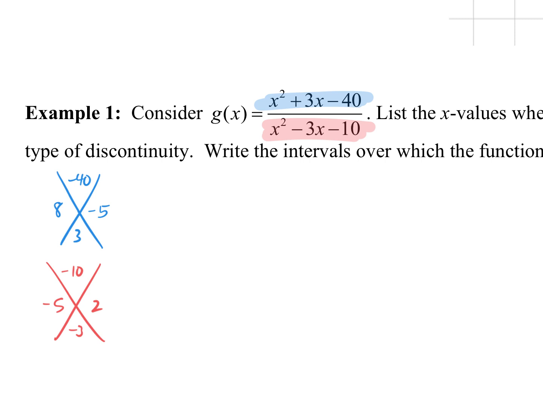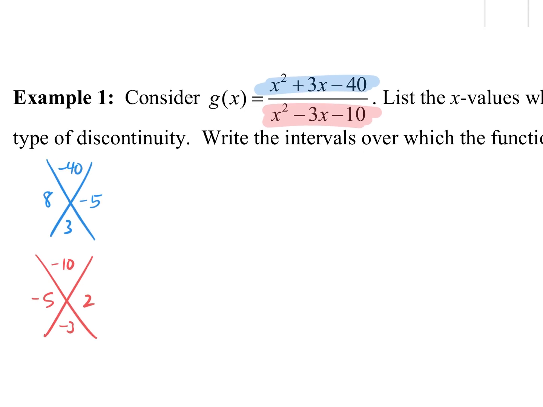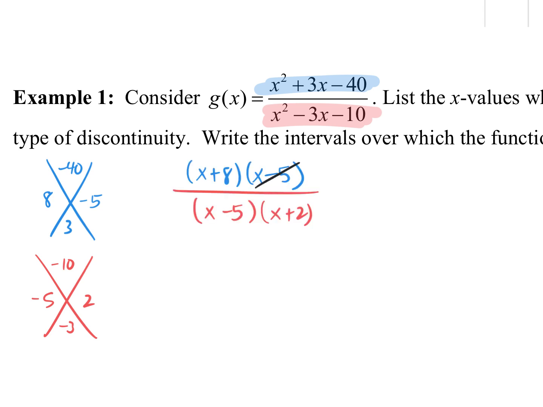Okay, so first of all, what is going to simplify to 1 on the top and the bottom? X minus 5, right? The x minus 5s are going to simplify out, which means we are going to have a hole, right, at x equals 5, which if it's a hole, that is a removable discontinuity.